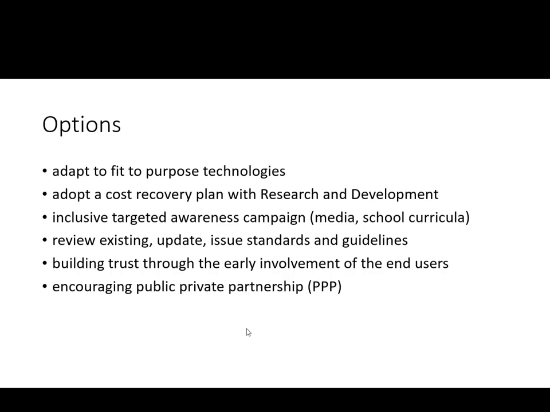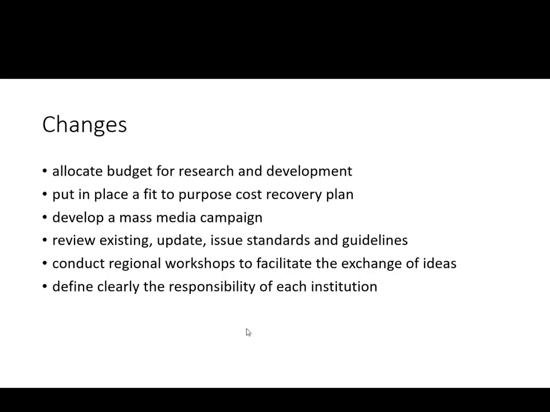For options, adapt fit-to-purpose technologies, adopt a cost recovery plan with research and development, inclusive targeted awareness campaign using media or school curricula, review existing, update, issue standards and guidelines, build trust through the early involvement of the end users, and encourage public-private partnership PPP.